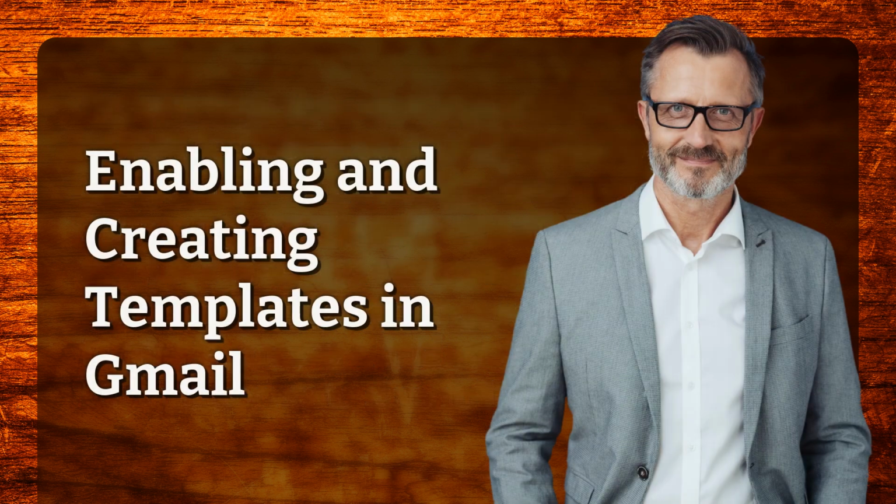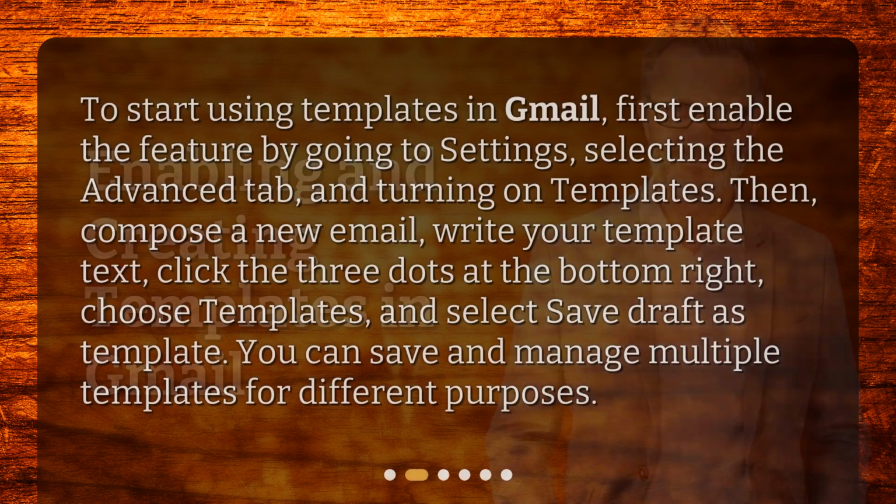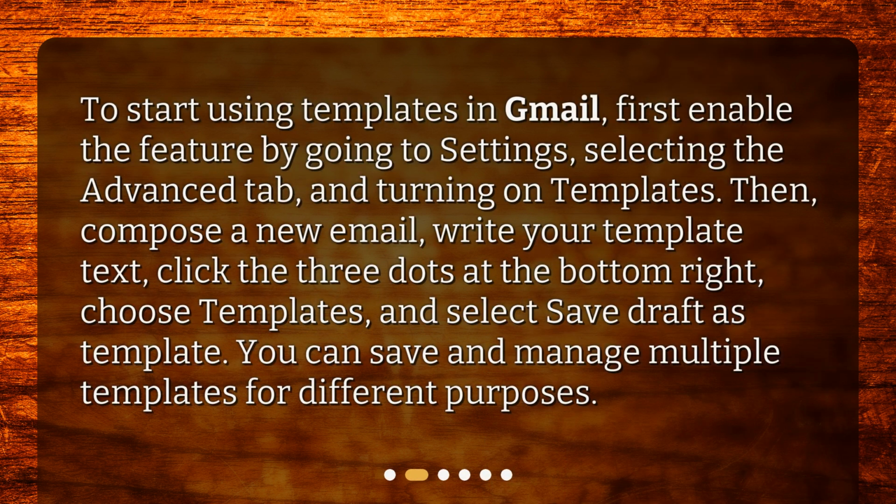Enabling and creating templates in Gmail. To start using templates in Gmail, first enable the feature by going to Settings, selecting the Advanced tab, and turning on Templates. Then, compose a new email, write your template text, click the three dots at the bottom right, choose Templates, and select Save Draft as Template. You can save and manage multiple templates for different purposes.